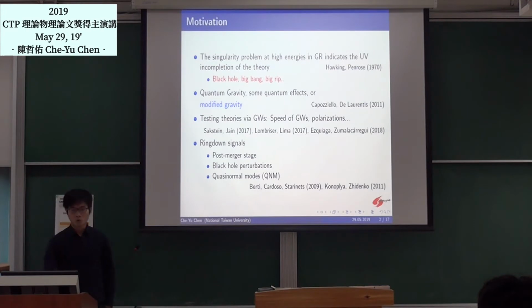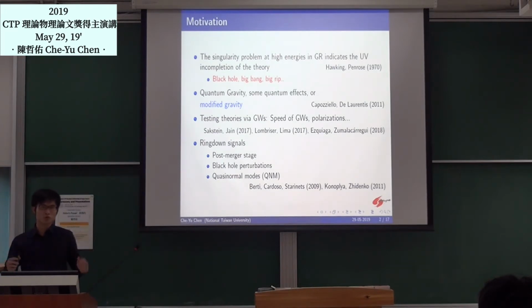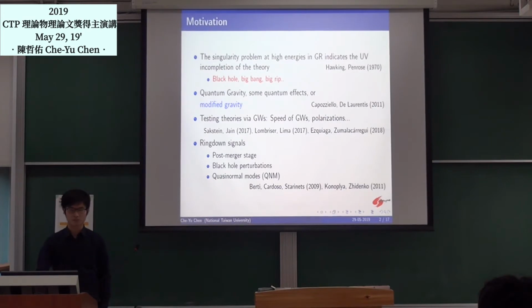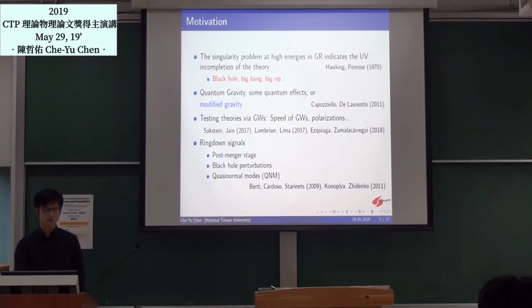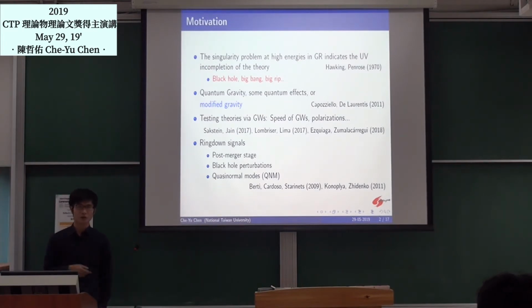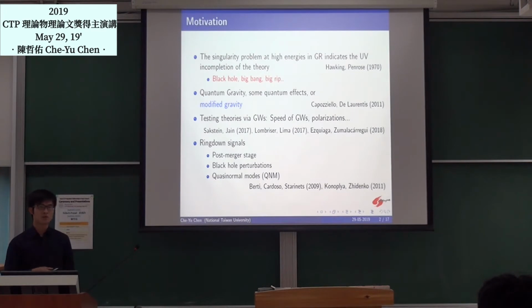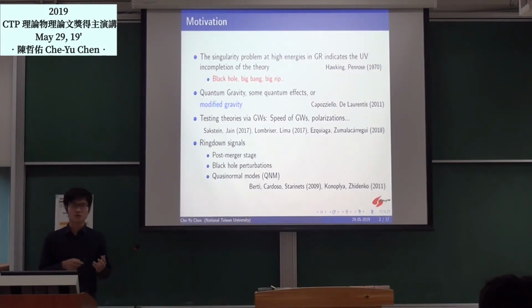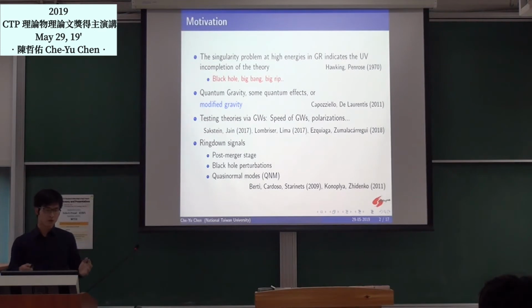So why modified gravity? We know that Einstein gravity is very good to describe a huge portion of our universe, but it still has some problems because, for example, at a very high energy scale, we have UV incompleteness of the theory, we have singularities like the black hole singularity, the Big Bang, or even de Sitter singularities, and so on. So it is believed that we should have some kind of quantum gravity, which is a concrete description of our universe. But so far, we don't know how this theory should be constructed. We have no idea yet.